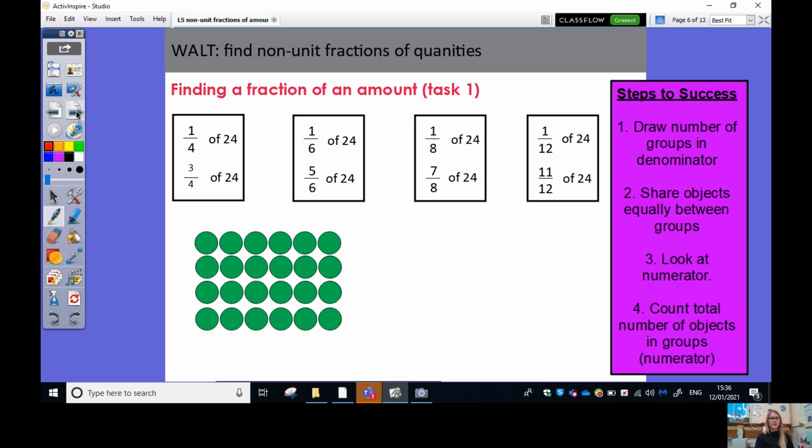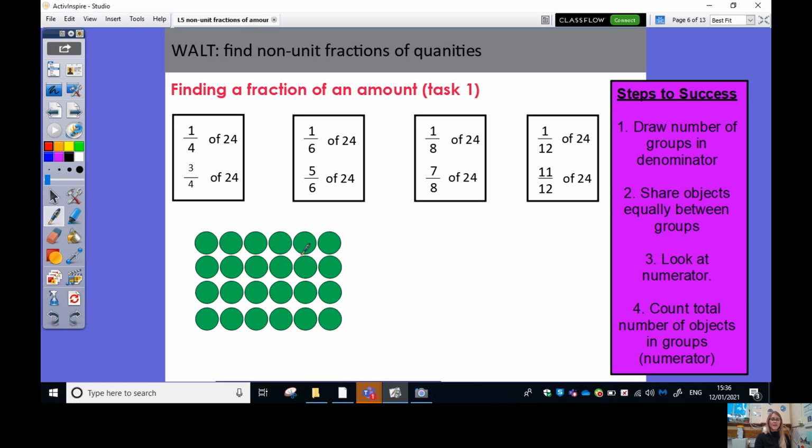Now, your little test you are going to do first, if you can write this down, that'd be fantastic. You're going to find 1/4 of 24 and then 3/4 of 24, 1/6 of 24 and 5/6 of 24, and so on. So once you have found the first unit fraction of the amount, you should really easily be able to find the next one.